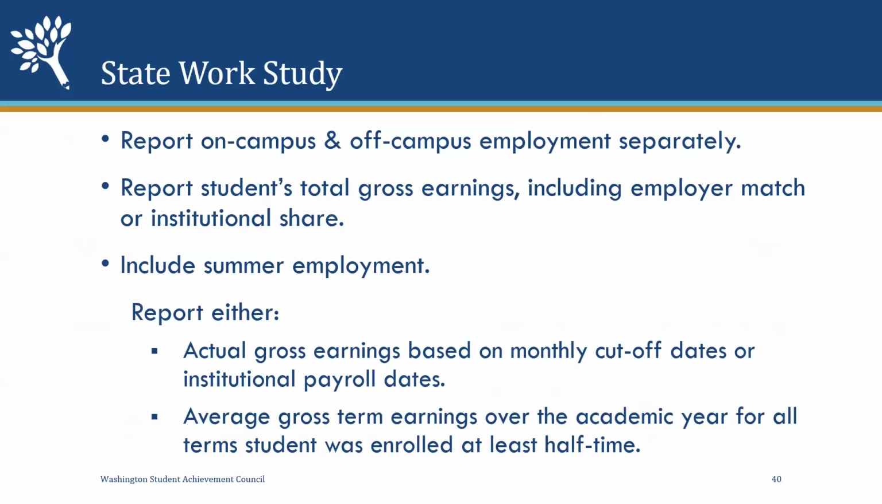On state work study, you need to report on and off-campus employment separately. Report the student's total gross earnings, including employer match or institutional share, and include summer employment. The total amount that you report needs to be very close to what was reported in the final recon to state work study program staff. If there isn't, you may need to work with the state work study staff to address any of those substantial differences. So if there's a problem, you'll probably be contacted by Debbie or Calvin.